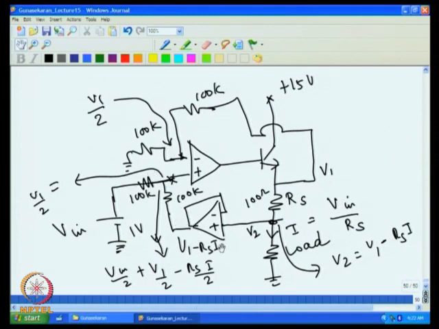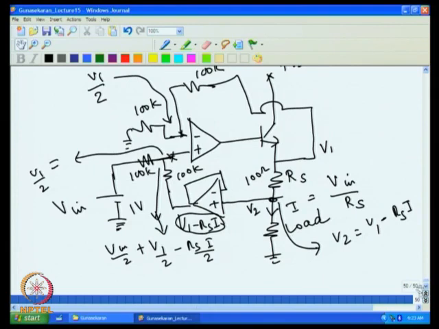So this voltage output is V1 minus Rs into I. So half of that, V1 by 2 minus Rs I by 2. So the voltage at this point is this, and the voltage at this point is V1 by 2. So V1 by 2 must be equal to this. So I can equate this and then find out what is the current that will give us I equal to Vin by Rs. This I can do in the next class.